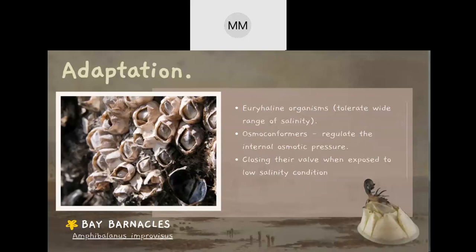Even though they are euryhaline and can tolerate a wide range of salinity, they can only tolerate a certain range. During dilution, where fresh water comes, they cannot adapt to the situation, so they keep their valves closed when exposed to low salinity conditions. Inside their valves, they maintain a hyperosmotic environment. It means inside their valves, it has higher salinity than the outside.